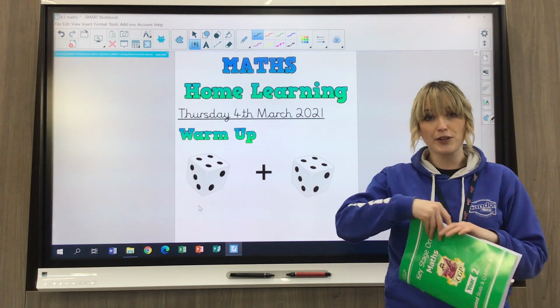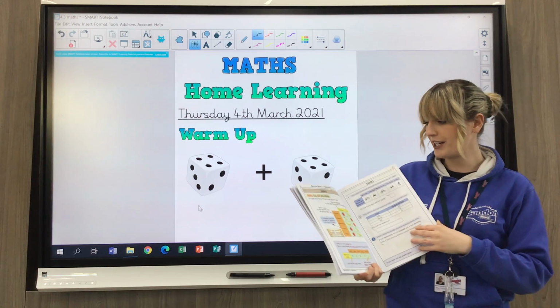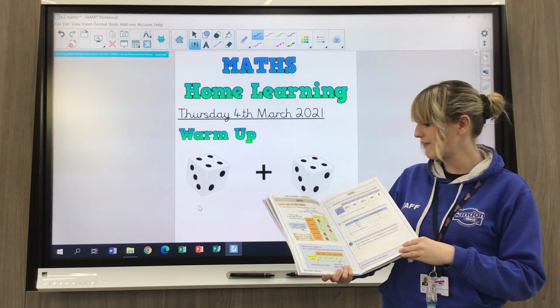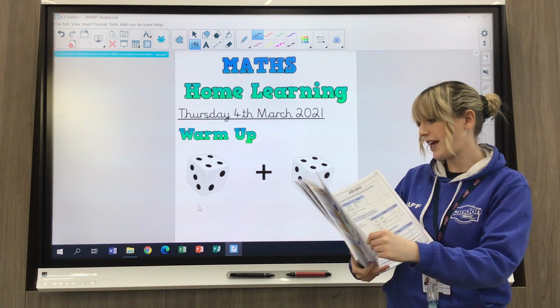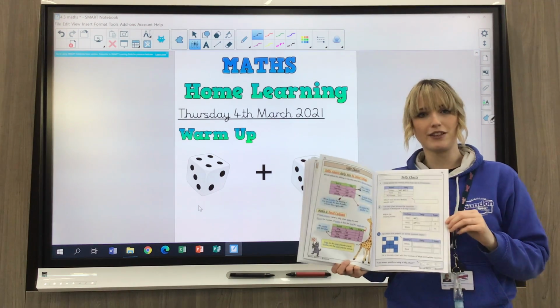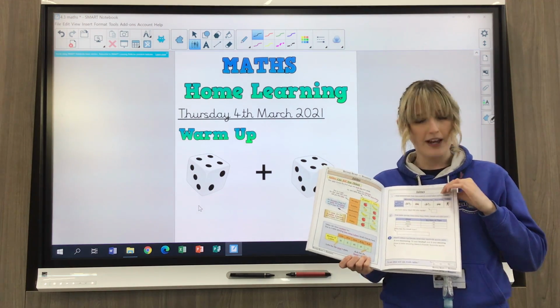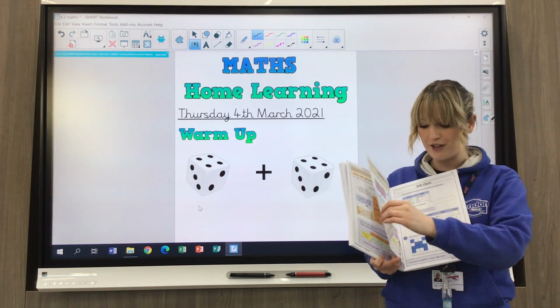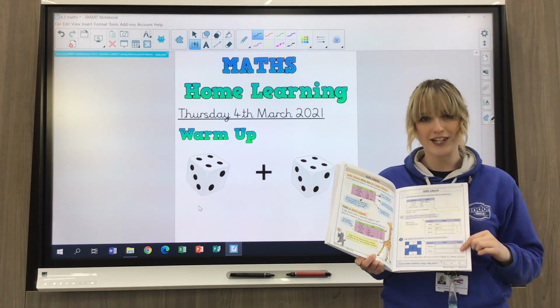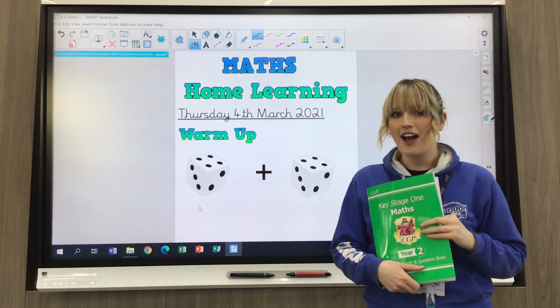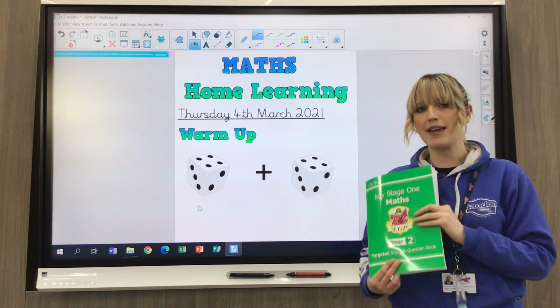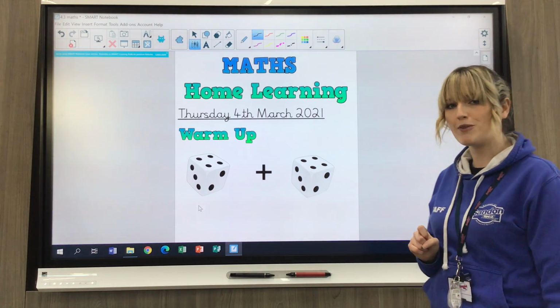Now we've skipped a few pages today, so we're going to be working on pages 70 and 71 and pages 72 and 73, because your task today is to complete the 2 pages, so the questions on page 71 and the questions on page 73. Okay, so make sure you've got your booklet and make sure you've got something to do your warm-up.